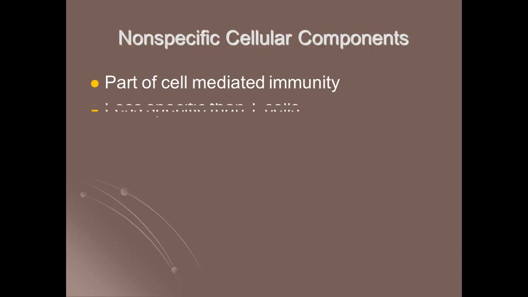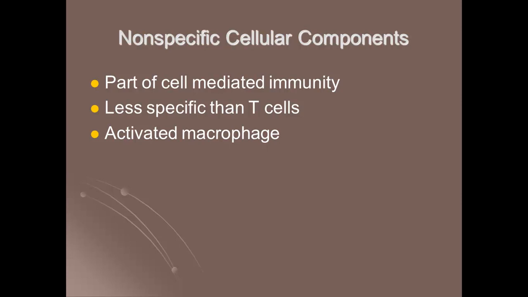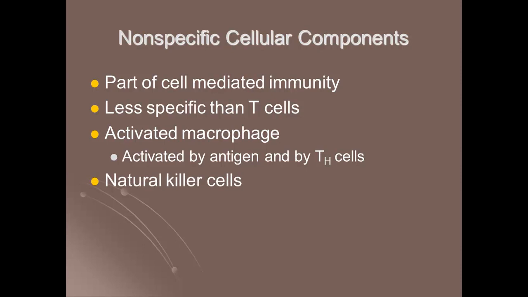So non-specific cellular components we have seen have become a part of cell-mediated immunity. We know that they're less specific than the T cells, but they help out. So we know the activated macrophages, right? They're activated by the antigen and by the T helper cells. So they're stimulated by ingesting the antigen or by cytokines. And then we also know about the natural killer cells. They also get involved, and they come in contact with the cell to lyse them.